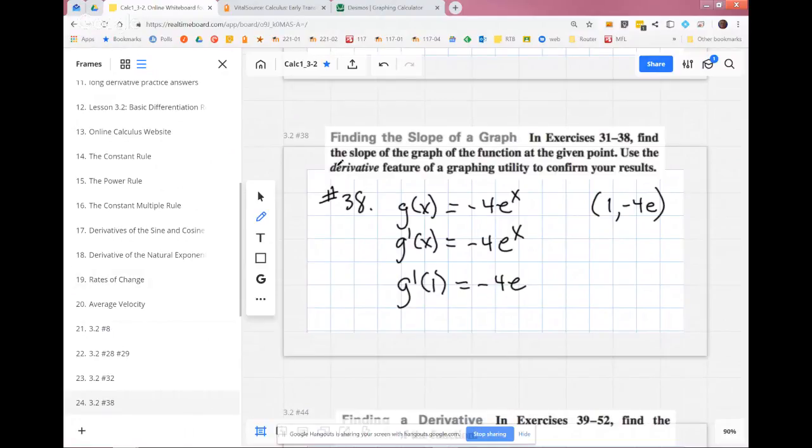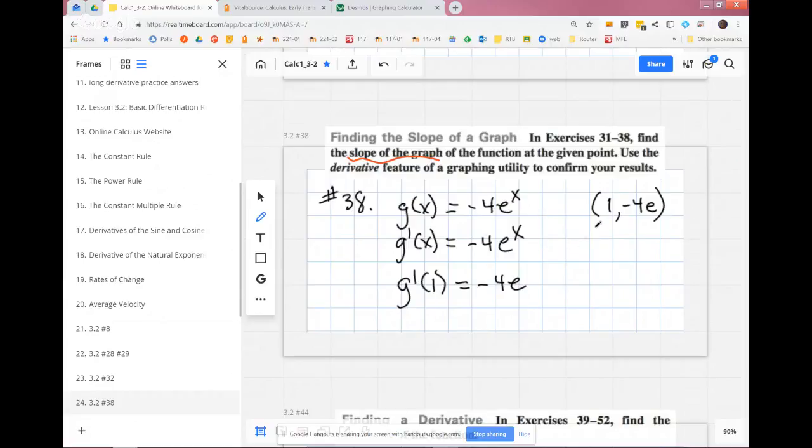Here again, only find the slope of the graph. Okay, so our function is negative 4 e to the x. Oh, this is going to be an easy one, right? What do you do with the constant? Ignore it. And what's the derivative of e to the x? E to the x. So what's the derivative? Negative 4 e to the x.